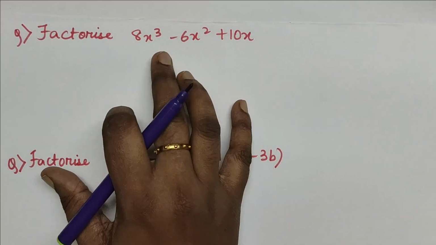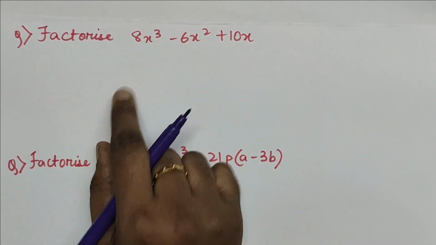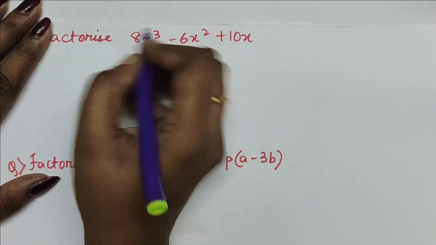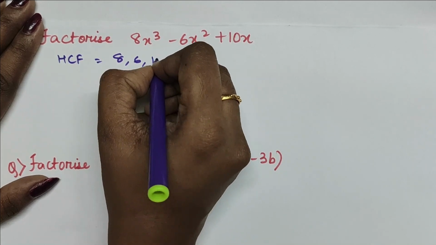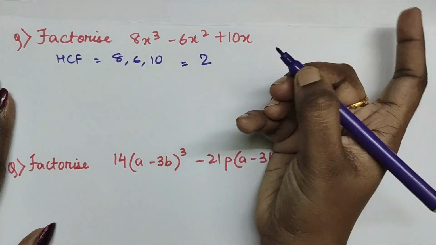Now I have taken a question with 3 terms. The algebraic expression here has 3 terms. Let us try to factorize using the normal common factor method. So what is the HCF of all the numerals here? 8, 6, 10. We will get it as 2.